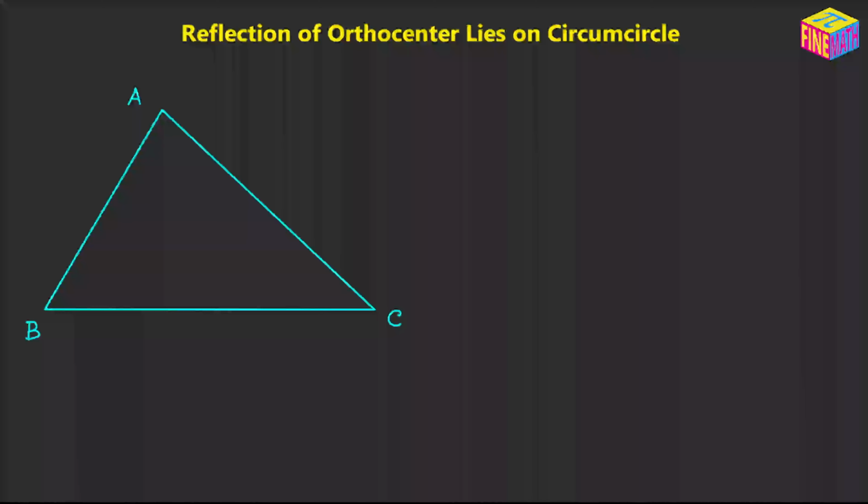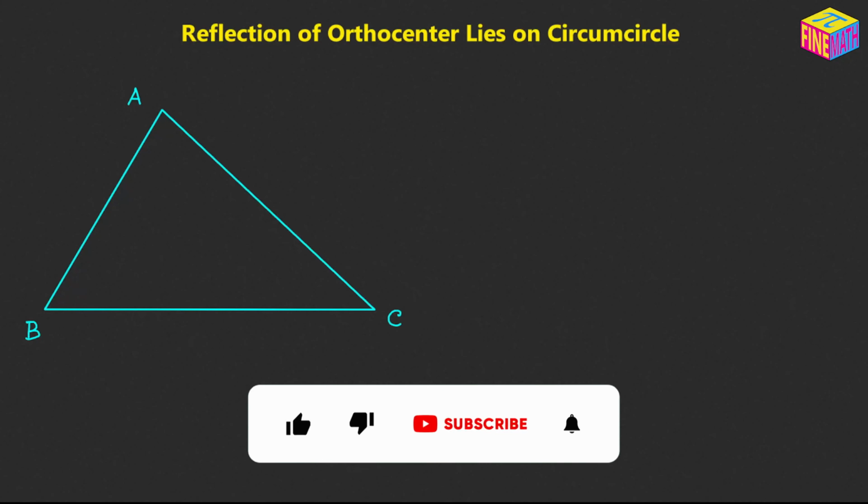Hi everyone, in this video we are going to see a very interesting property of triangle that says the reflection of the orthocenter lies on the circumcircle of the triangle. Let's suppose we have a triangle like this, triangle ABC, and then I have dropped two perpendiculars from two vertices.